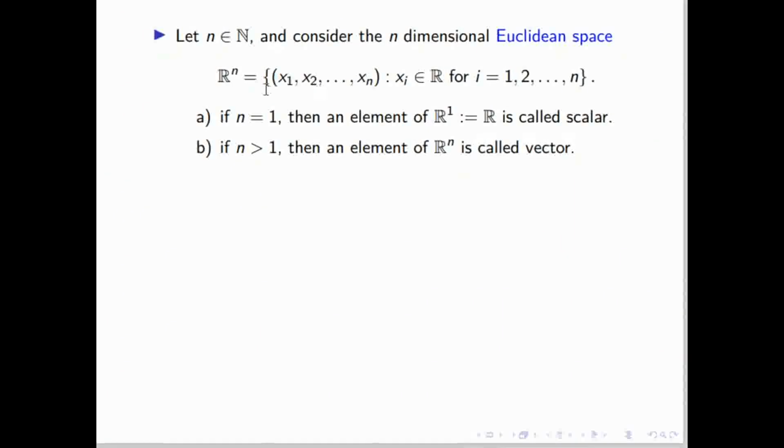1 comma minus 1. If it is n dimensional, like 4 dimension, then x1, x2, x3, x4. If it is n dimension, then all vectors of this type, x1, x2 up to xn, where each xi belongs to the real numbers. So this is called n dimensional vector space. Whatever we learn in R, the same thing we learn for Rn. If n equal to 1, then this is nothing but R. If n is greater than 1, it can be R2, R3, R4, where n belongs to the natural numbers.